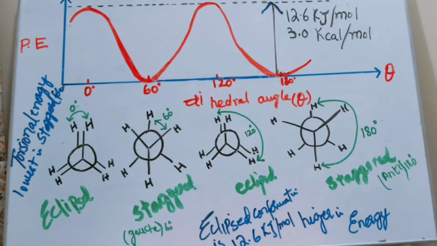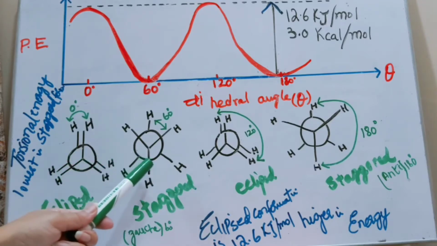So let's discuss other things now. Let's discuss the graphic representation of this barrier to rotation, and I will let you know how it happens. Here, simply between the eclipsed, that is this one, and the staggered conformation.